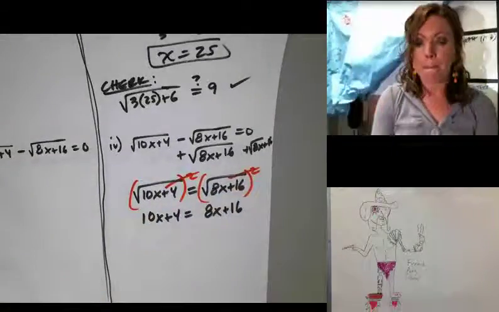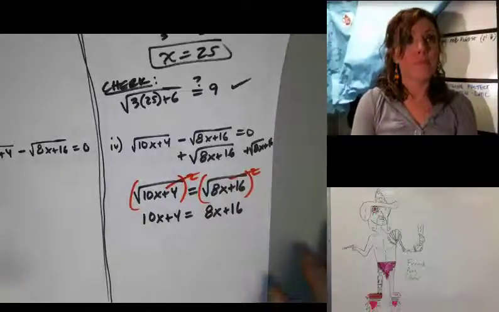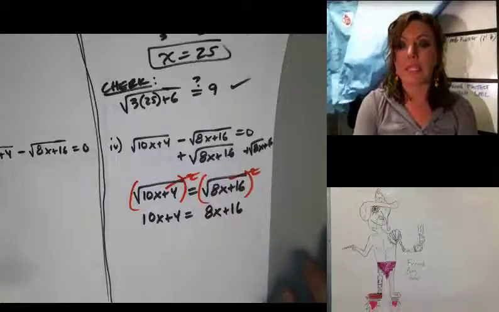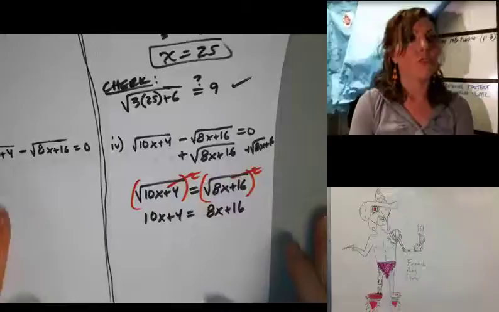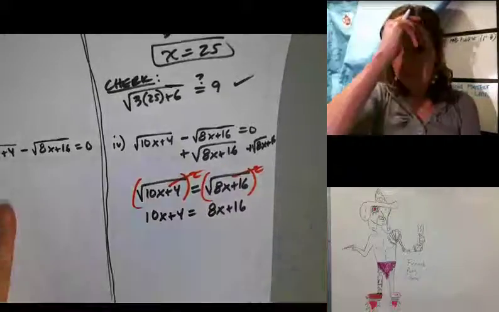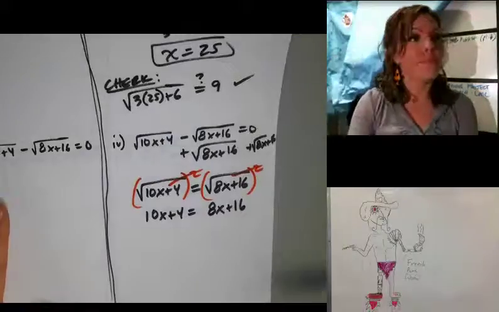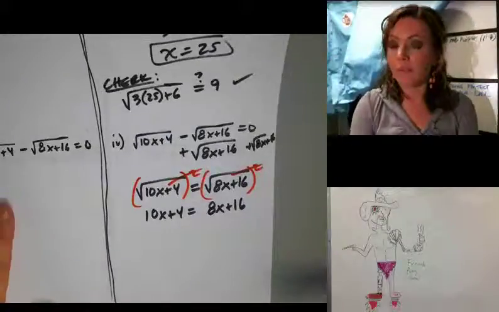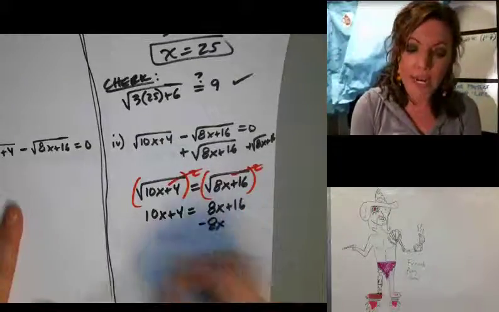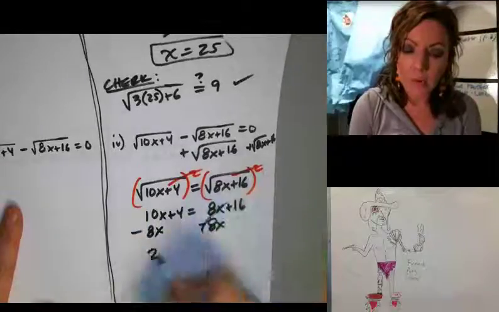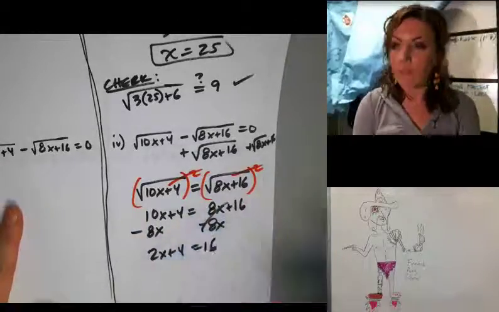Okay. So now what? Now we're back to basic algebra 1 stuff. How do I get x by itself? Megan. Good. So, give me one. There's like 4 options here. Pick one of them. Okay, good. So if we subtract 8x from both sides, we get 2x plus 4 equals 16. Everybody give it up for Megan.